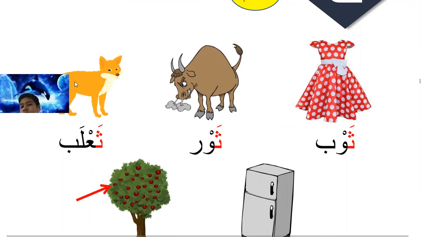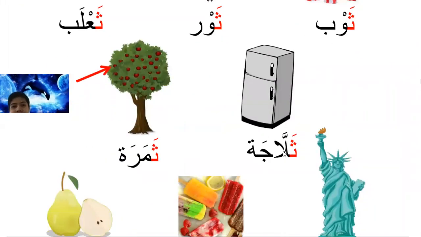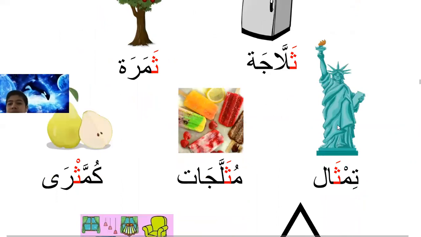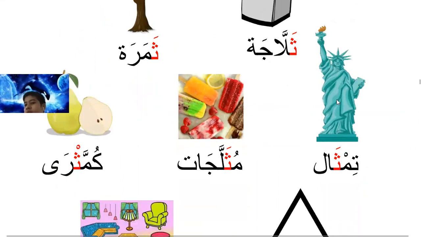Salab. Salab. Fox. Good. Sallaja. Sallaja. Fridge. Good. Samara. Samara. Apple tree. Fruit tree. Okay. Timsal. Timsal. Statue of Liberty. Okay.